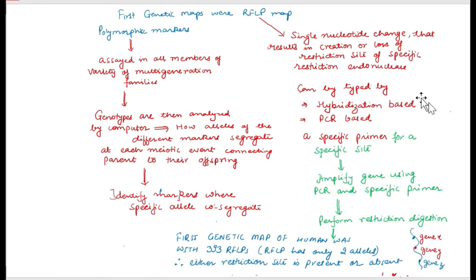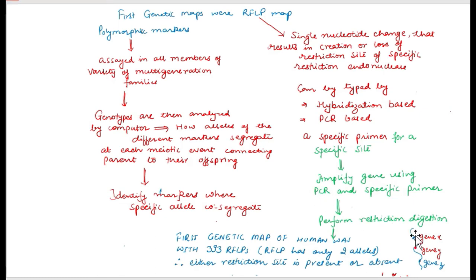Earlier they were typed by hybridization based assays, but now with advancement in technology, PCR is quite powerful to type the different RFLPs present in the genes. For this, a specific primer for a specific site is designed, and the genes are amplified using PCR with the specific primer. Then the amplicons, which are amplified sequences, are digested with restriction enzymes. After digestion, we either get a particular fragmentation pattern because of the presence of the restriction site, or a different fragmentation pattern because of the loss of the restriction site.